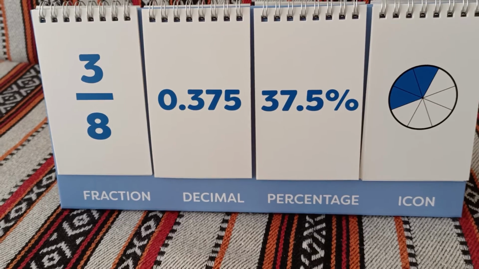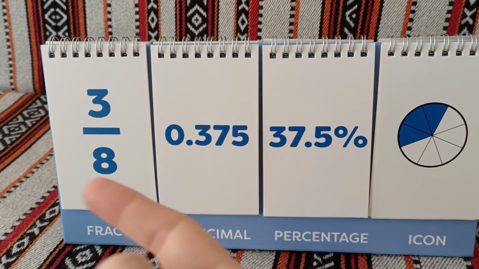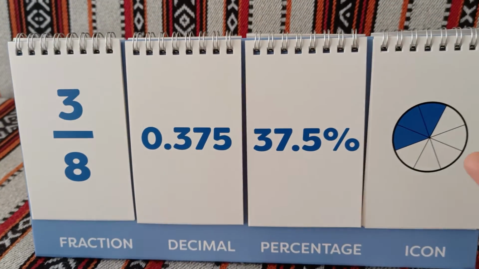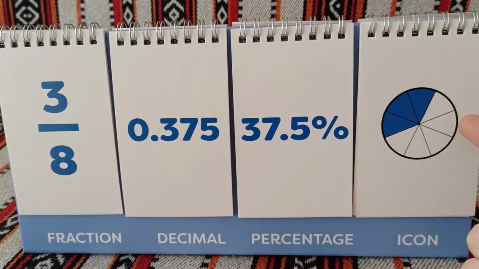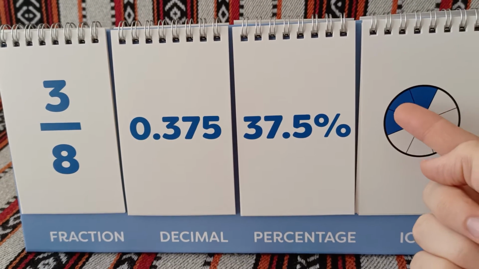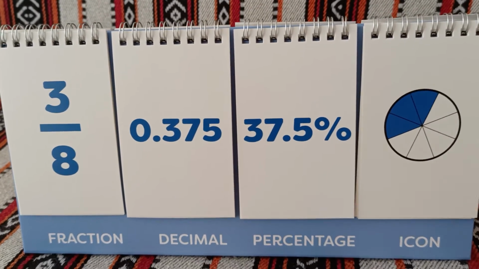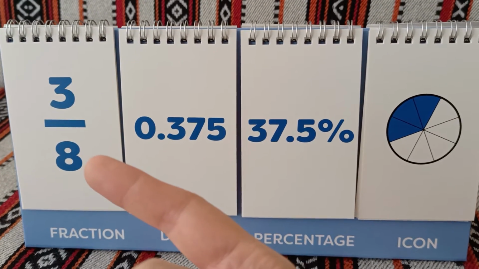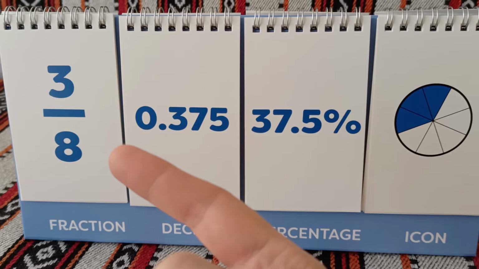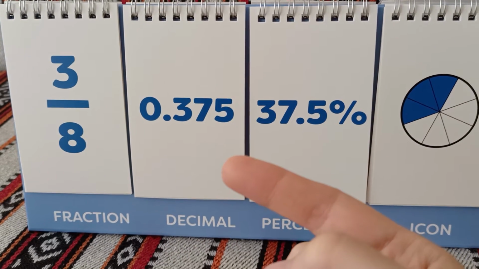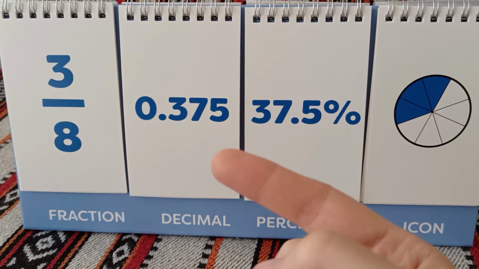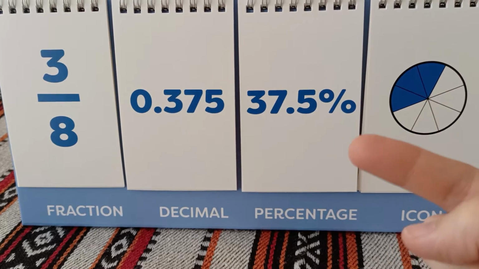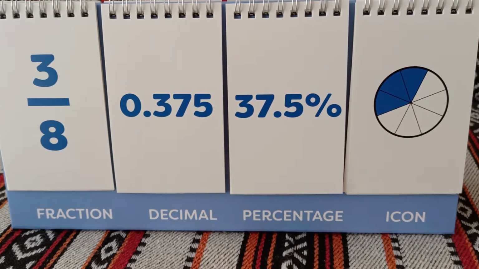All right, here's what our next one looks like. Here it is 3/8 or 3 out of 8. And that looks like 8 pieces. 1, 2, 3, 4, 5, 6, 7, 8. 8 pieces, and here we have 3 of them. So we would call this 3 out of 8, or 3/8. As a decimal, this looks like 0.375. And as a percentage, we have 37.5%.